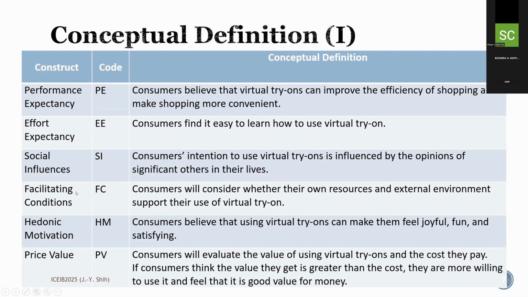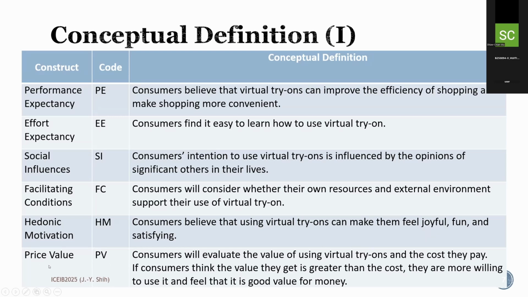And the fourth construct is facilitating condition. This is defined as the consumer will consider whether their own resources and the external environment support their use of virtual try-on. And the fifth construct is hedonic motivation. It is defined as consumer belief that using virtual try-on can make them feel joyful, fun, and satisfying.